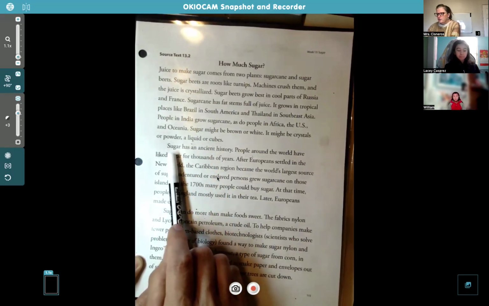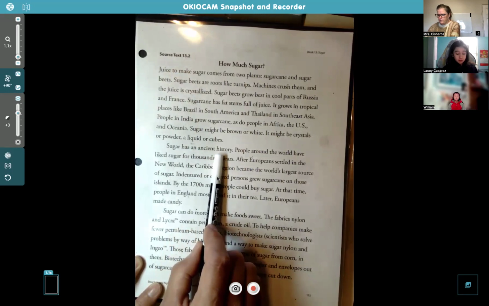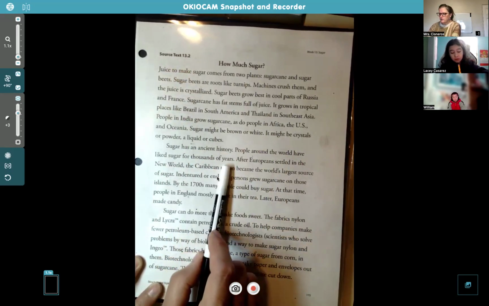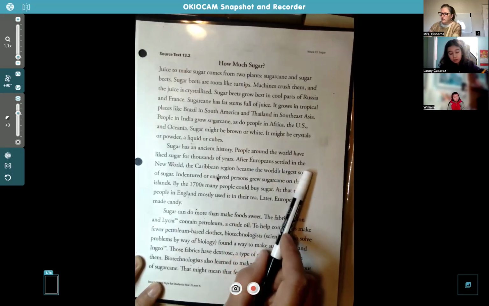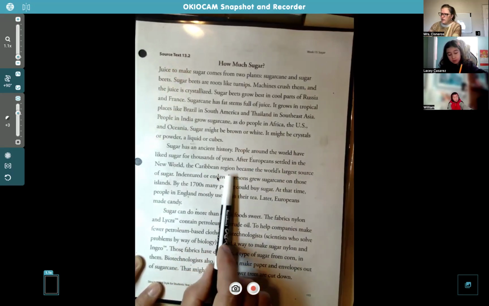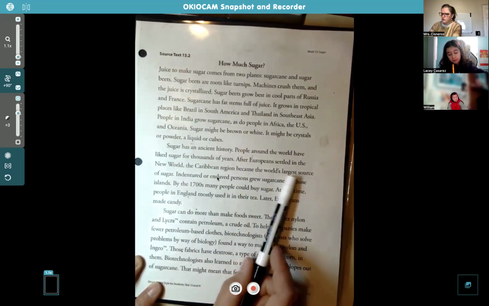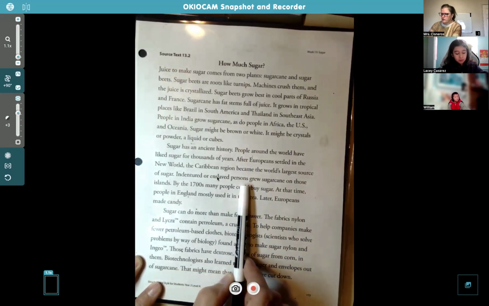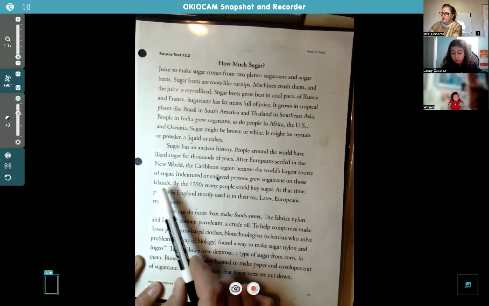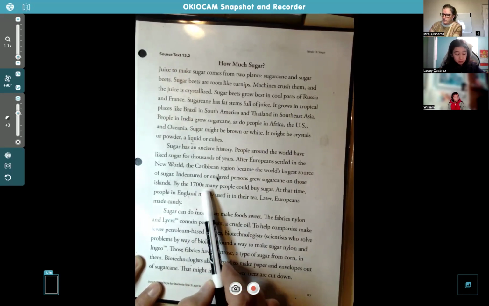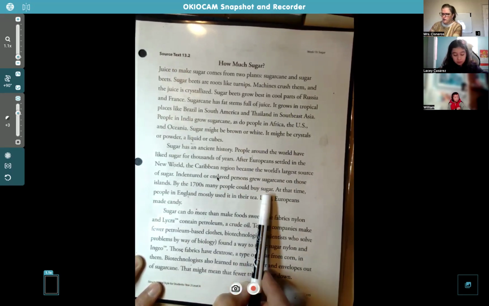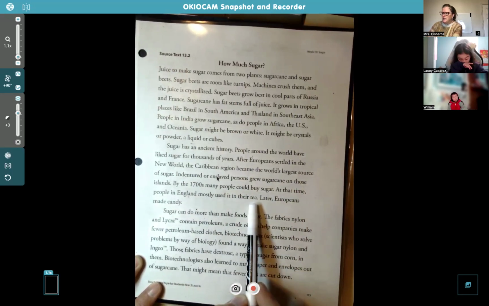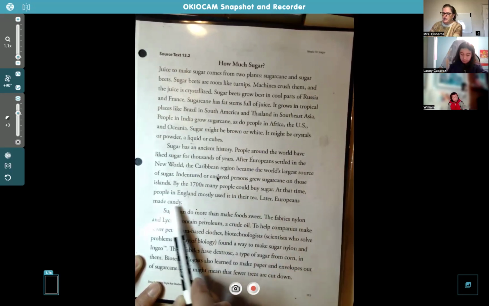Okay, sugar has an ancient history. People around the world have liked sugar for thousands of years. After Europeans settled in the New World, the Caribbean region became the world's largest source of sugar. Indentured or enslaved persons grew sugarcane on those islands. By the 1700s, many people could buy sugar. At that time, people in England mostly used it in their tea. Later, Europeans made candy.